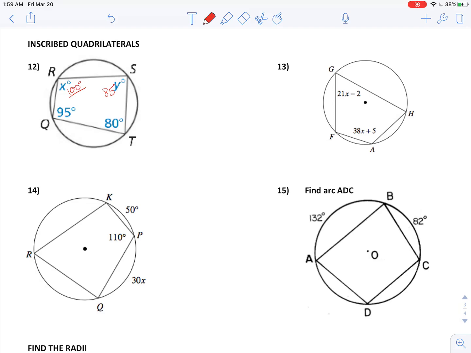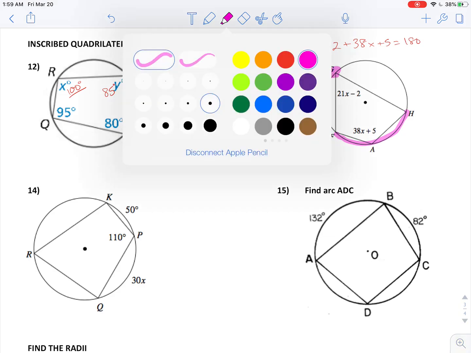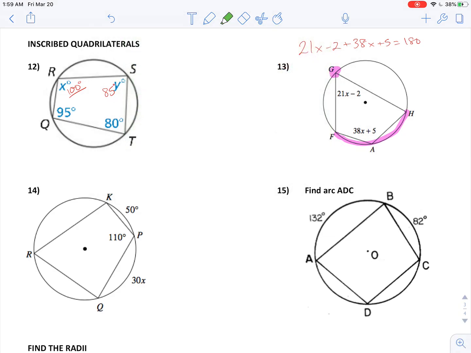So what do I know about the opposite angles here in an inscribed quadrilateral? Well, they've got to be supplementary. Plus 38x plus 5 is 180. And again, the reason why is these inscribed angles are half of the arcs they intercept. So here's angle G. And then if we look at its opposite angle, A, well, what does that angle intercept? Well, that intercepts the rest of the circle.